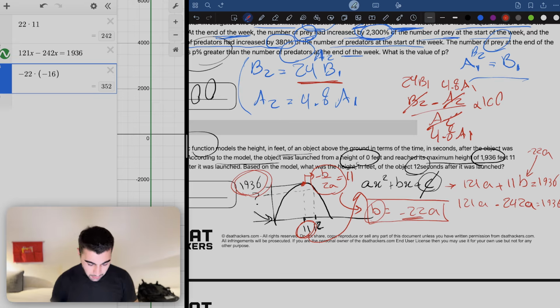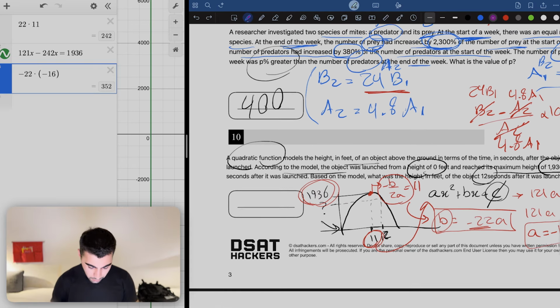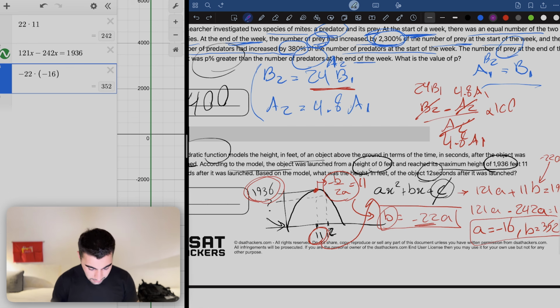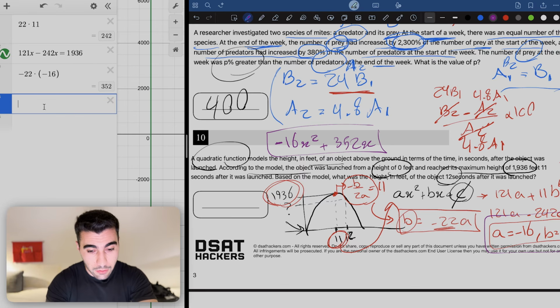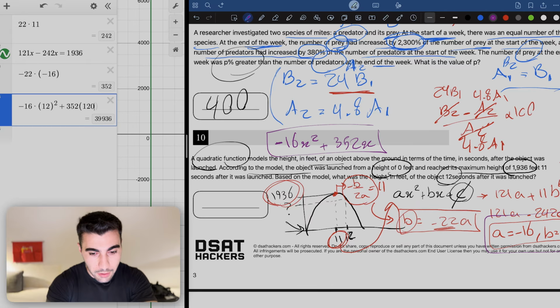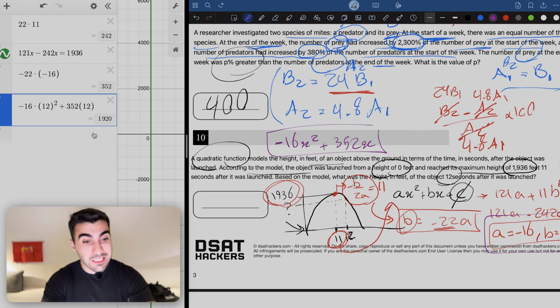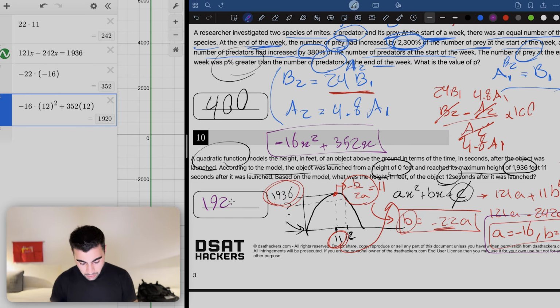So we found these. That means now we can write the whole equation. The quadratic function for this question is ax squared, so negative 16x squared plus 352x. That's the whole thing as we got them here, right? Now we can just plug 12 into x because we're looking for the height at 12 seconds. So negative 16 times 12 squared plus 352 times 12. That is 1920. So the height was 1,920 feet. The answer is 1920 for this question.